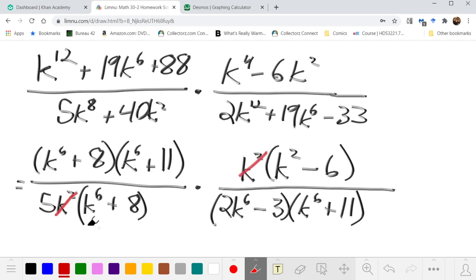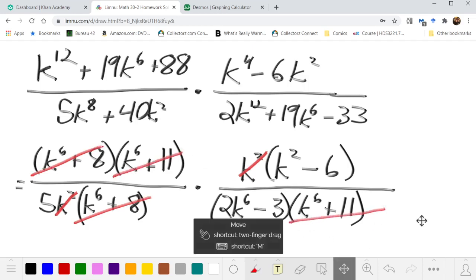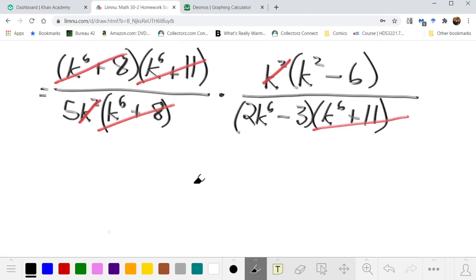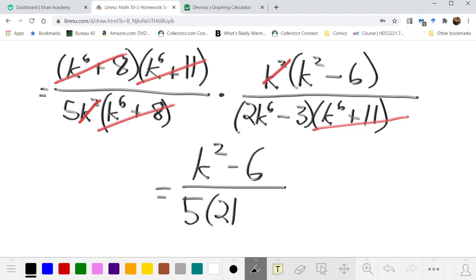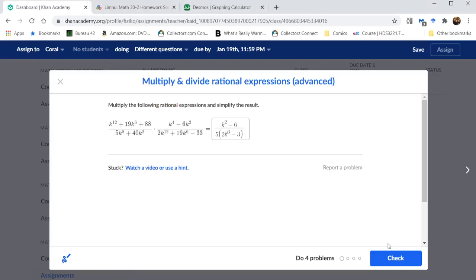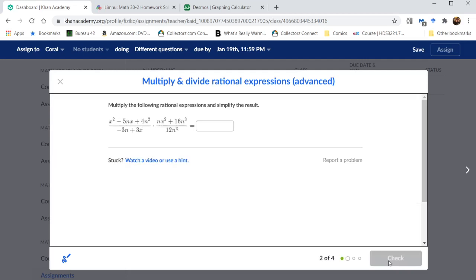This k squared cancels with this one. K to the 6 plus 8 cancels here. K to the 6 plus 11 cancels here. So ultimately, this reduces to k squared minus 6 over 5 times 2k to the 6 minus 3. So this will be our final simplification. So that is our first one down.